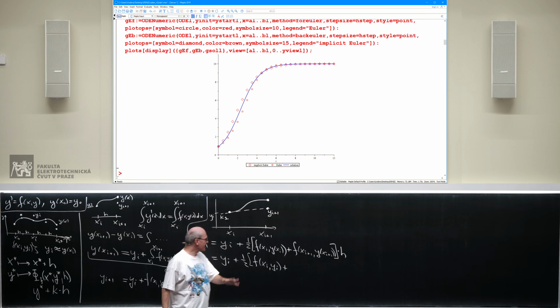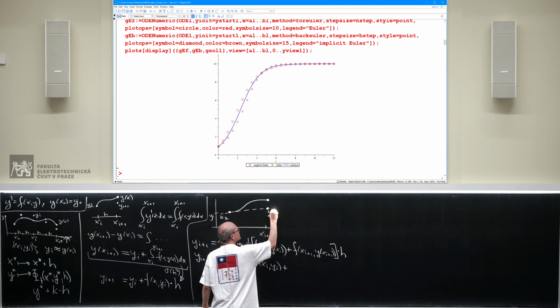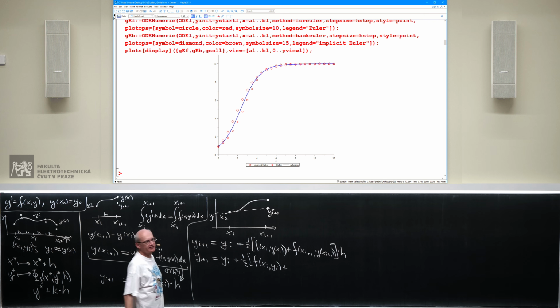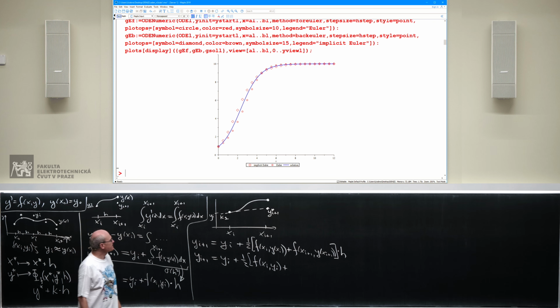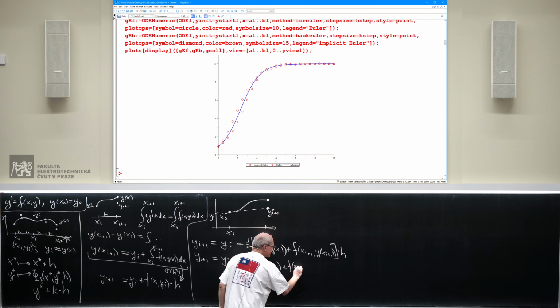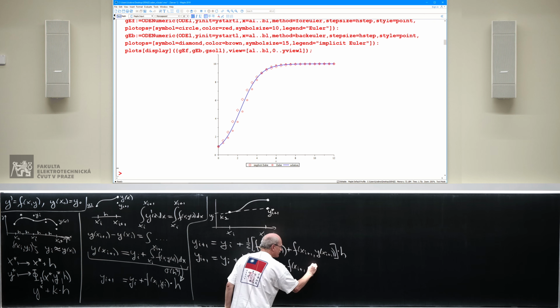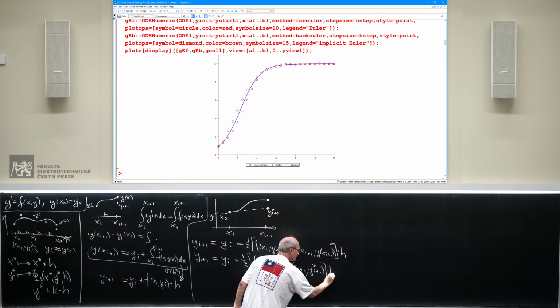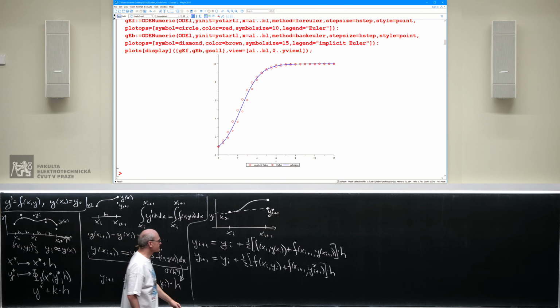But this is actually not the value that I want to use. This is just a temporary value. And traditionally, this is called y star i plus 1. That's a temporary value. And I use this location to figure out the slope. And then I use it as a slope on the right, as a replacement. So what I see here is f of xi plus 1, and the value of the solution is replaced by the temporary estimate. 1, 2, 3, 4. Okay, that should be it.